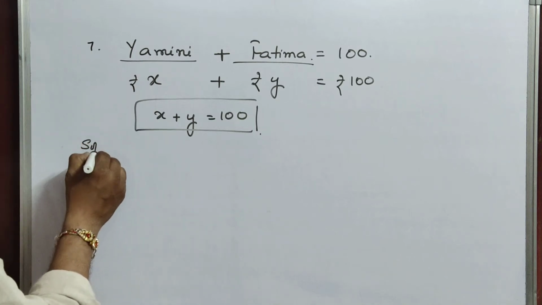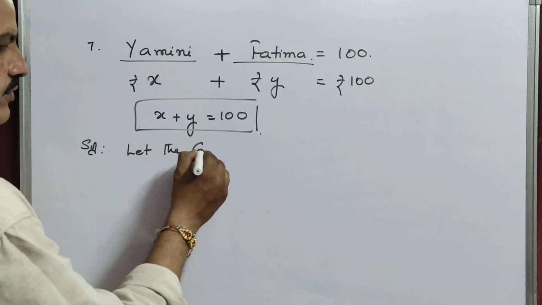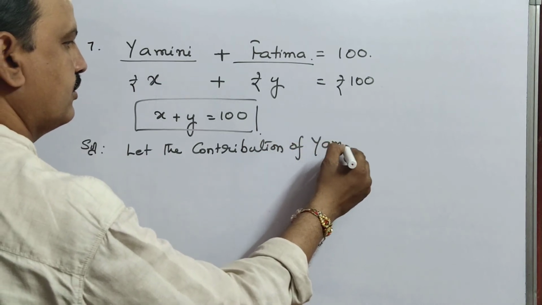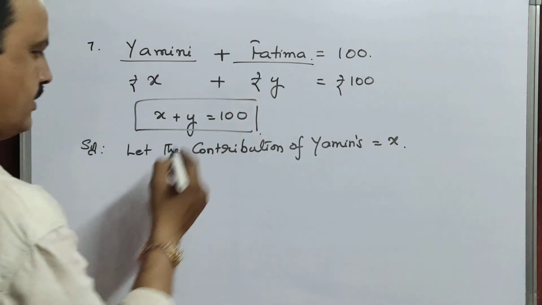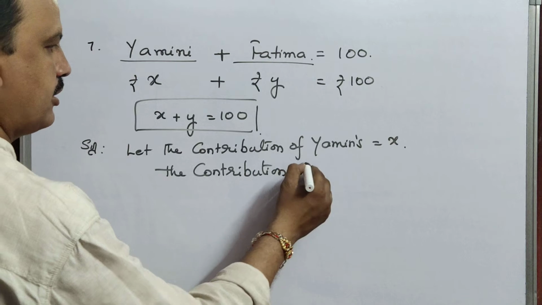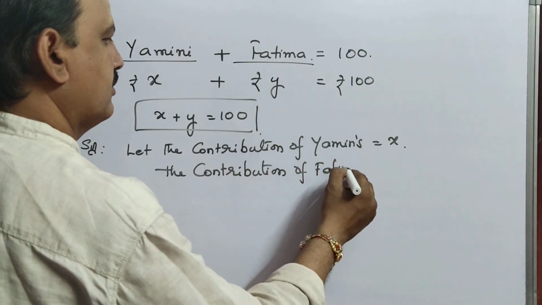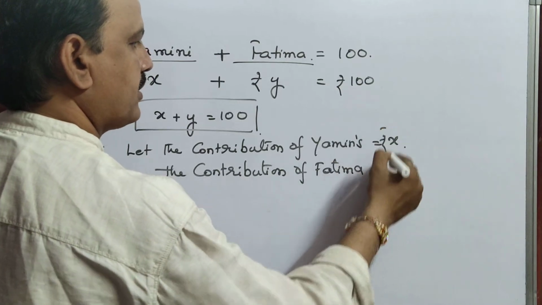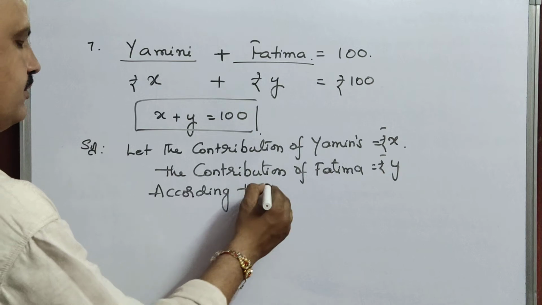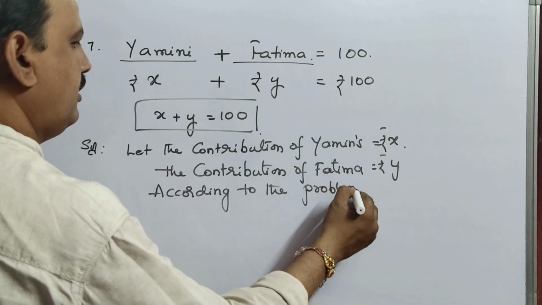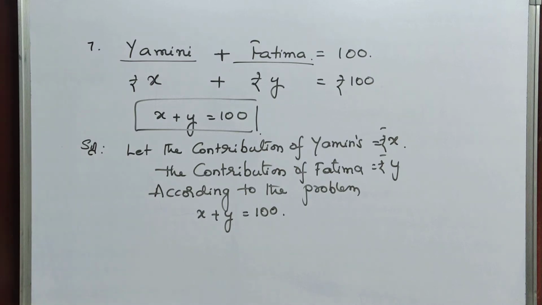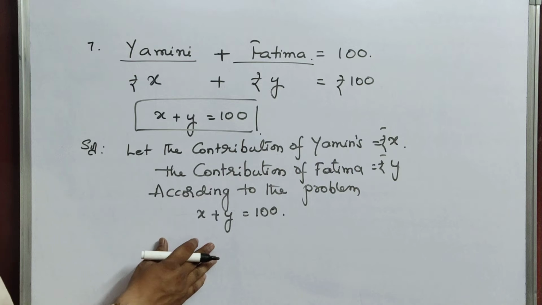Okay, when you are writing the solution, children, you have to write: let the contribution of Amina be x rupees, and the contribution of Fatima be y rupees. And according to the question, okay, this is all you have to do in the graph book only. According to the problem, they both together contributed x plus y equals 100. And you all know that from this you can frame points and draw the graph.